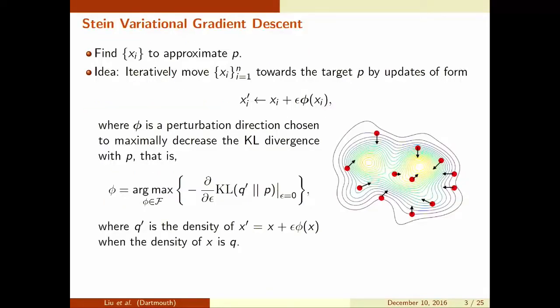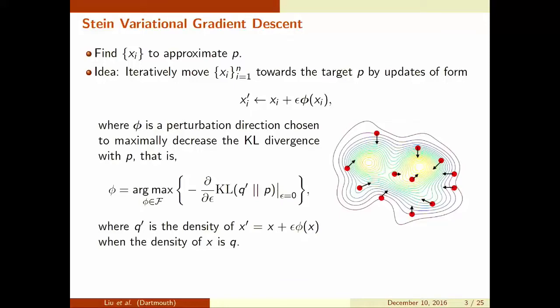So some basic ideas about Stein variational gradient descent. The idea is we want to find a set of particles to approximate the posterior distribution. We do this iteratively, starting from a set of particles drawn from some simple distribution, and then we iteratively apply incremental updates. In this formula, epsilon is a step size, phi is a perturbation function, and it's chosen to optimize the decreasing rate of KL divergence.